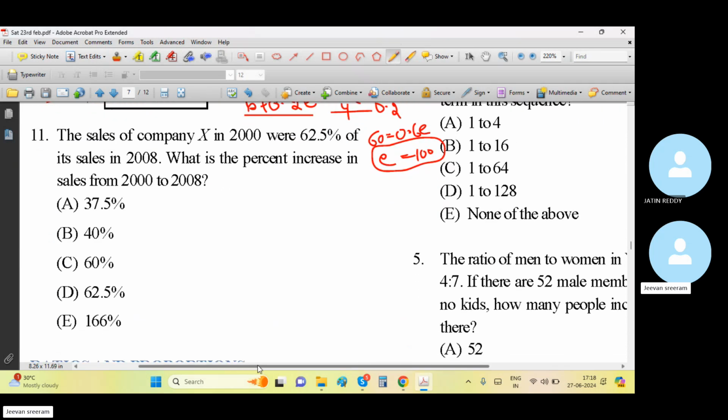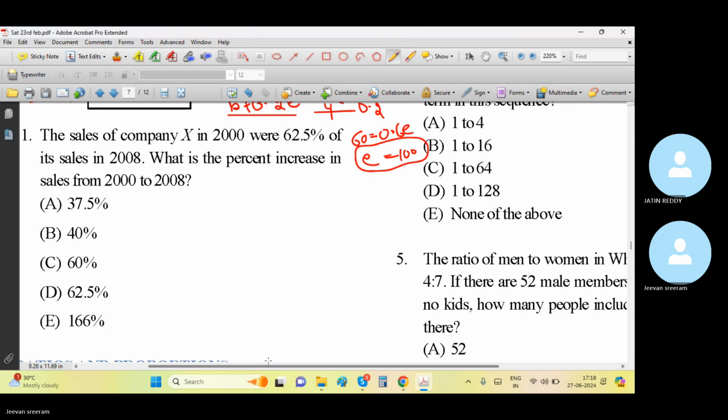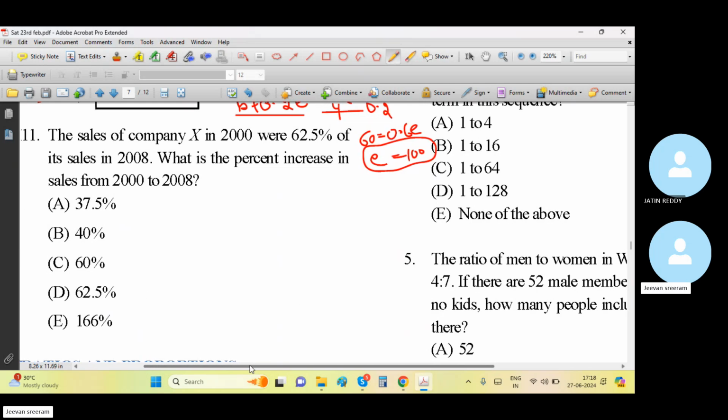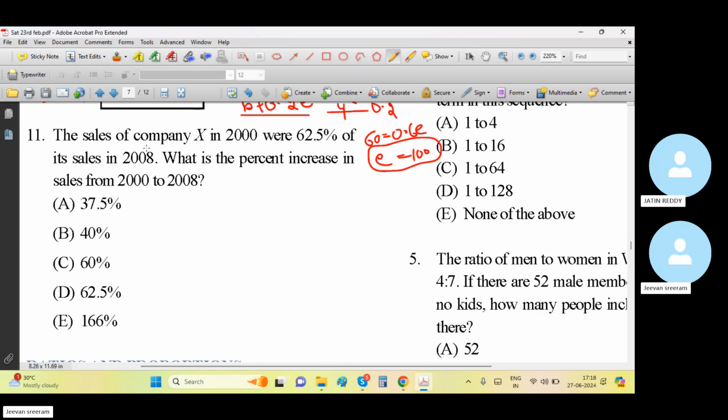How about the 11th one? This is going to be the last class of this session. Company X, 2000 and 2008 sales. Sales of company X in 2000 were 62.5% of the sales in 2008. If 2008 is 100, in 2000 we have only 62.5, right? Yes, sir.